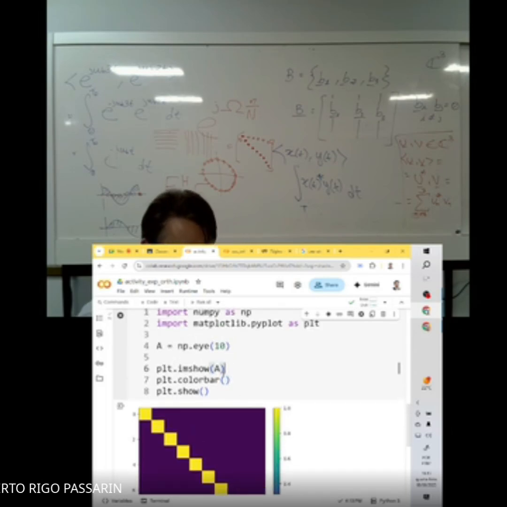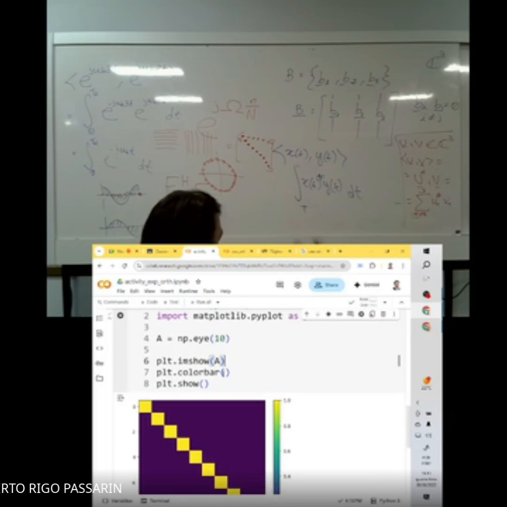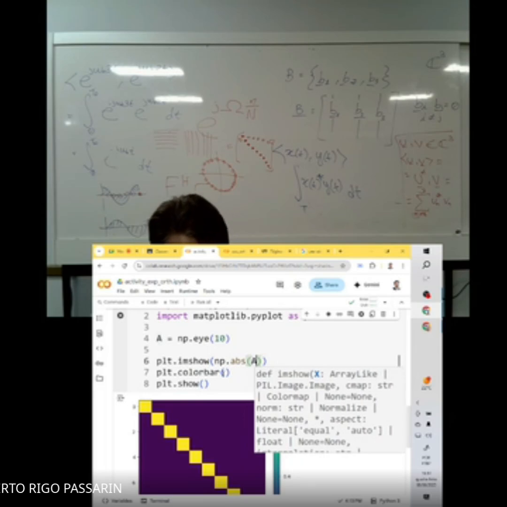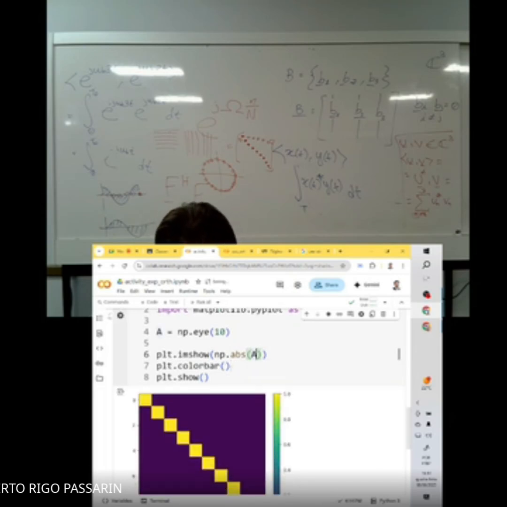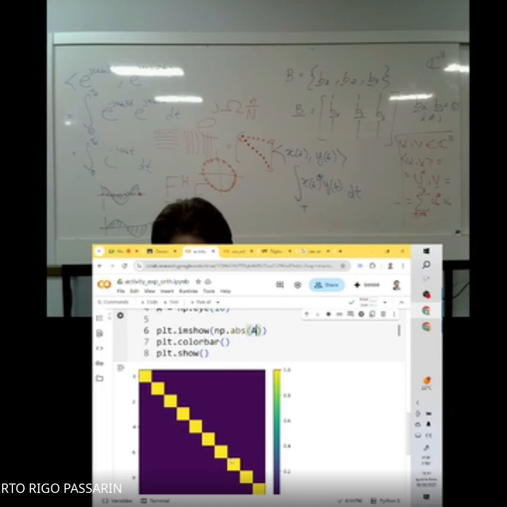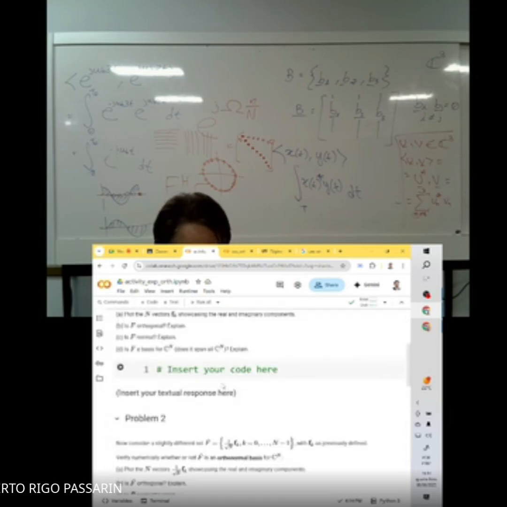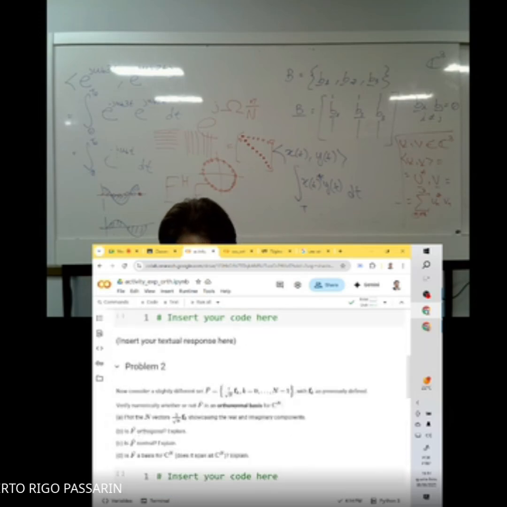But my A is real. Your matrix will be complex. We're interested in, is it 0 or non-zero? We can look at the absolute value of each entry. So there's this function, np.abs, absolute value, element-wise. So we're going to use this. If you get this, then it is orthogonal. If the maximum is 1, then it is normalized, meaning that it is orthonormal. If it is both orthogonal and normal, it's orthonormal.